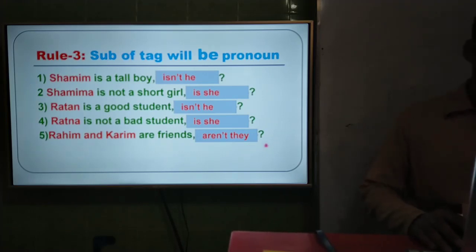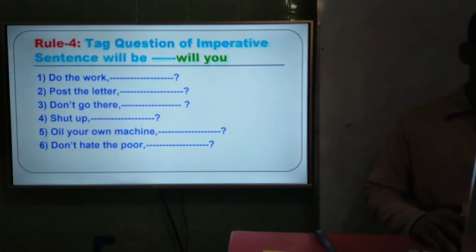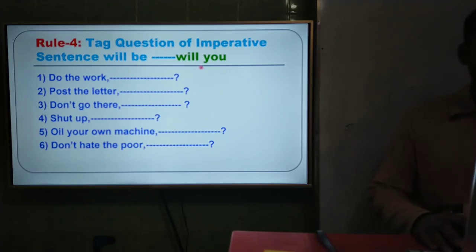Dear students, I am going to the next one, that means rule number 4. And rule number 4 is, the tag question of an imperative sentence will be "will you". Here there are 6 questions of imperative sentence. Do the work, push the letter, don't go there, shut up, wind your own machine, don't hate the poor.